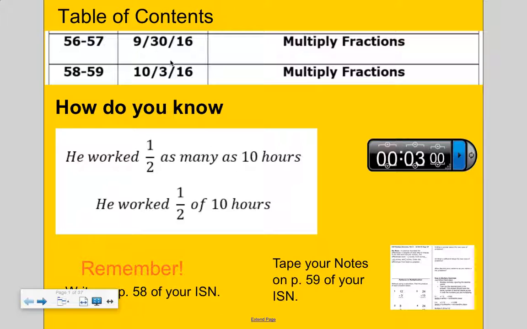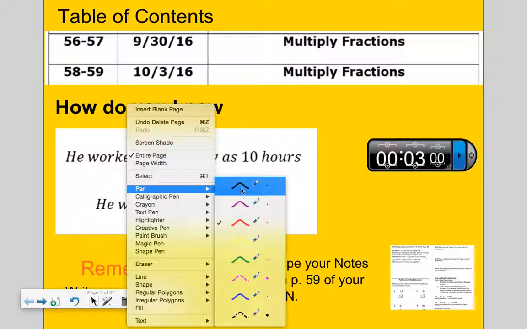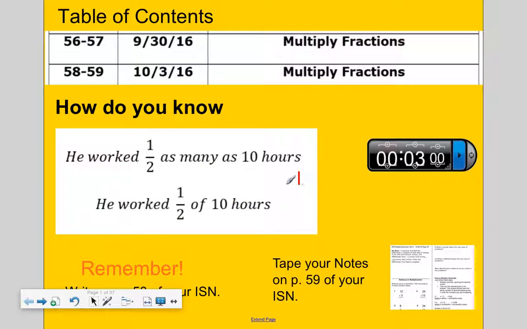So what's half of 10? That means 5 hours. To prove it, let's use our mathematics. Half of, that means that's a multiply, by the way. Half of 10.